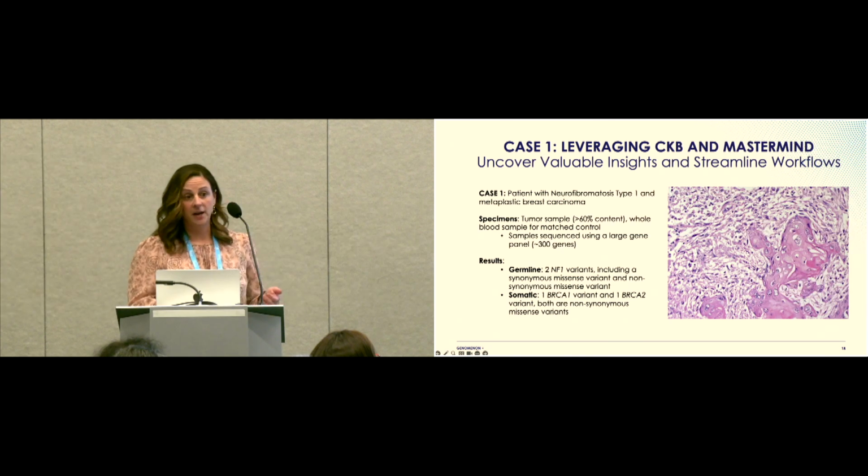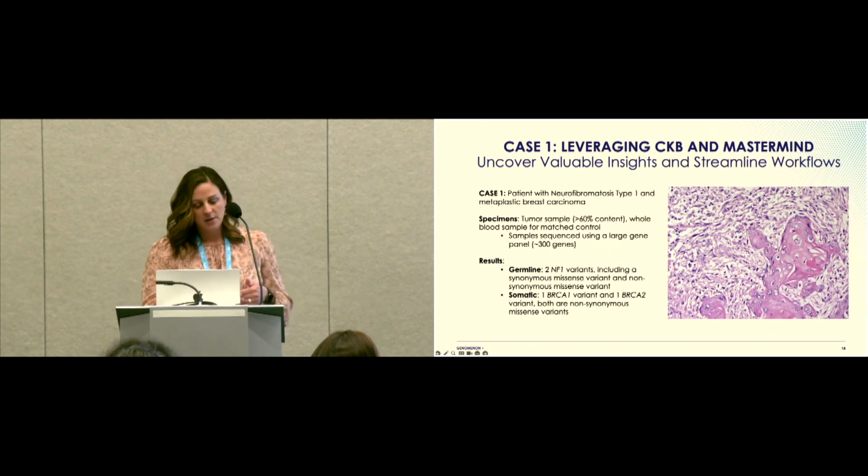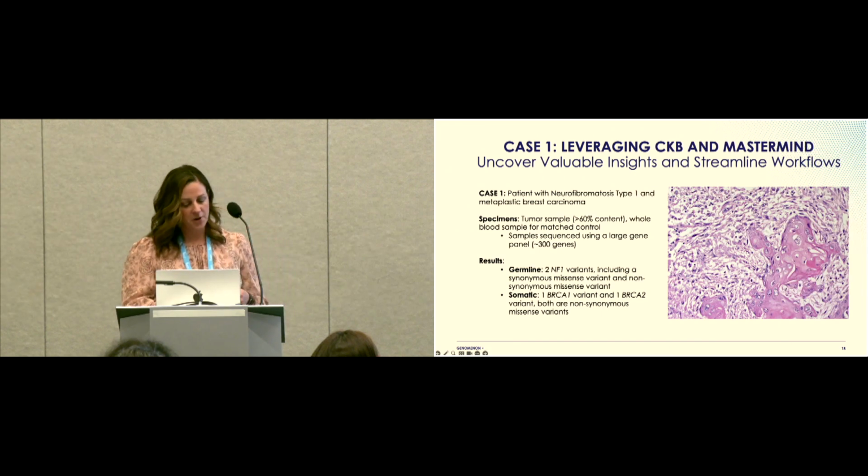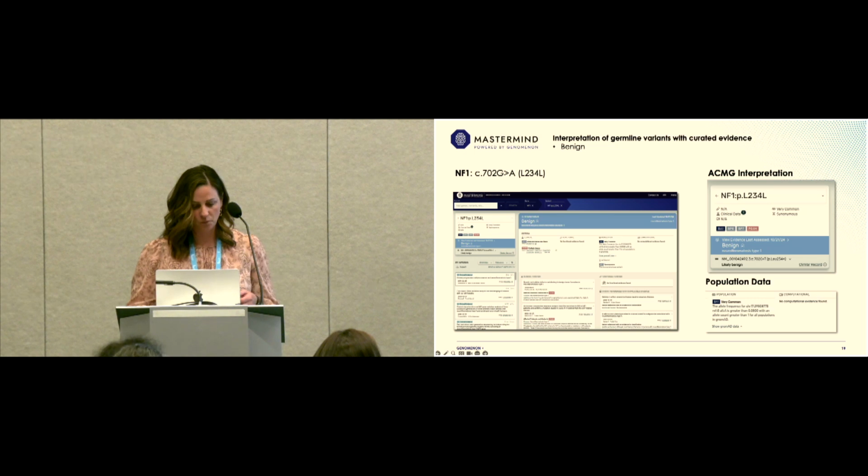And are there any variants that could be considered actionable for the patient in terms of their breast carcinoma? So samples were sequenced using a large gene panel. And here we have the results. So germline, there were 2 NF1 variants, including a synonymous missense variant as well as a non-synonymous missense variant. And then somatically, there was 1 BRCA1 variant and 1 BRCA2 variant, and both are non-synonymous missense variants.